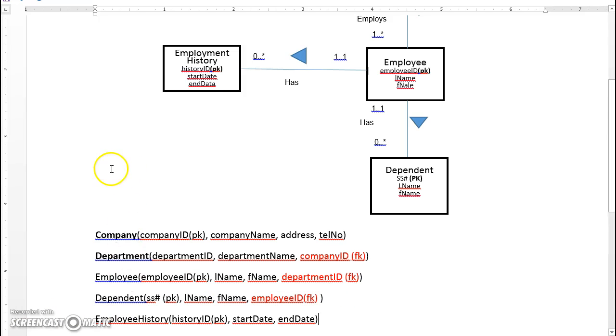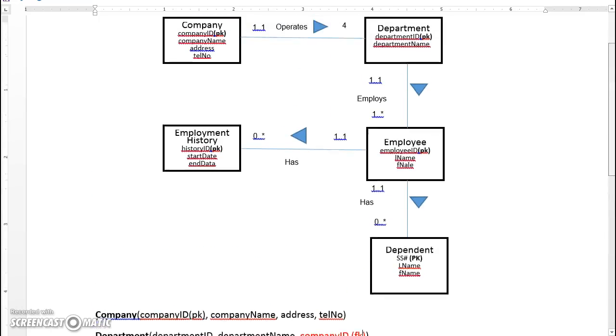In the employee table and employee history, we can do the same thing, since employee has history. So this is the many side. So I'm going to add, I'm sorry, employee ID, because the one side is employee ID. So I'm going to copy employee ID over here and make it a foreign key to indicate which employee this employment history belongs to.